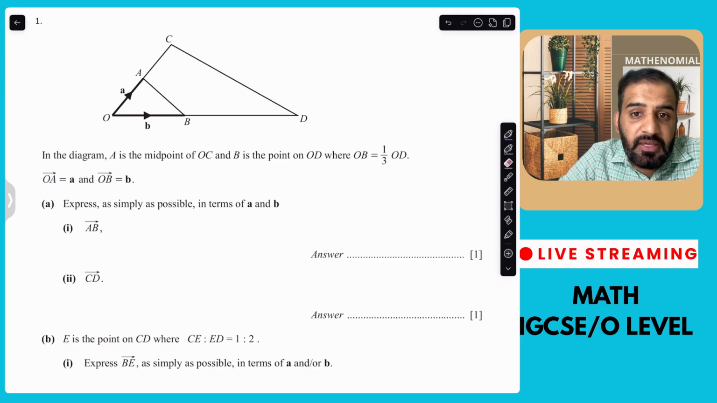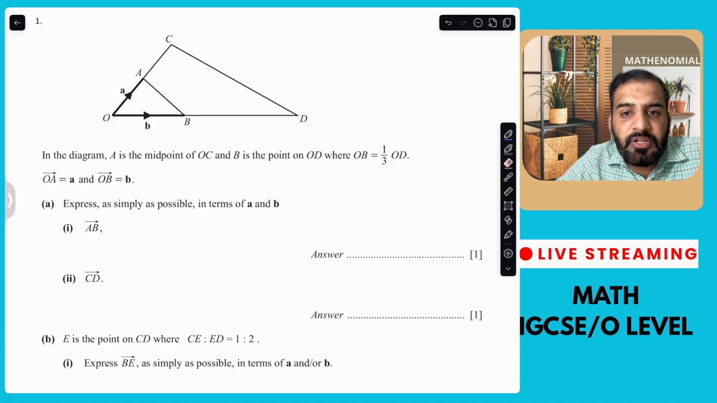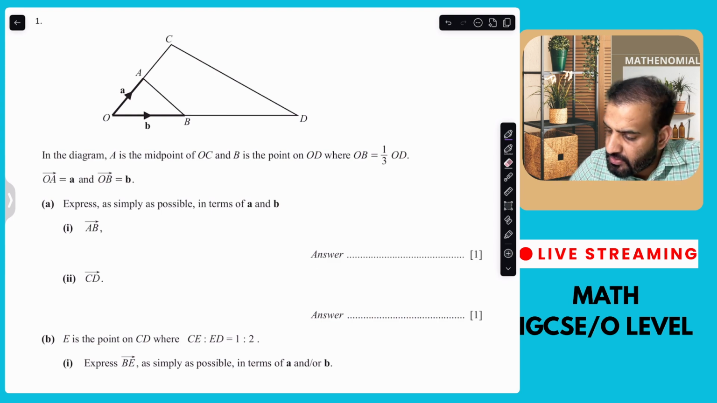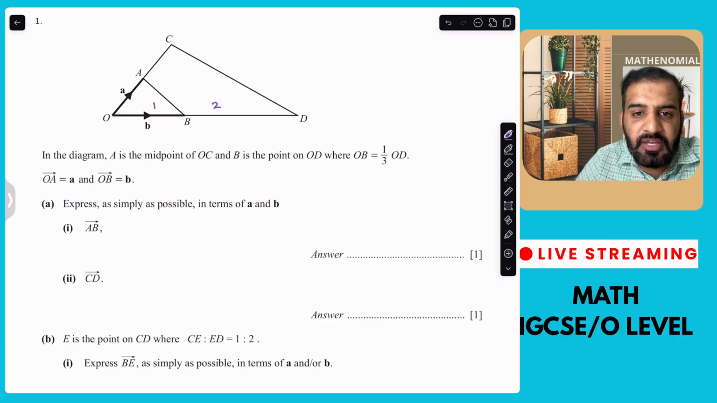In the diagram, A is the midpoint of OC and B is the point on OD, such that OB is 1/3 of OD. So OB is 1/3 of this whole OD, which means it is 1, it is 2. OA and OB are given; express as simply as possible in terms of a and b, the vector AB.